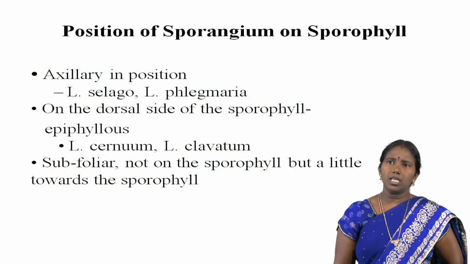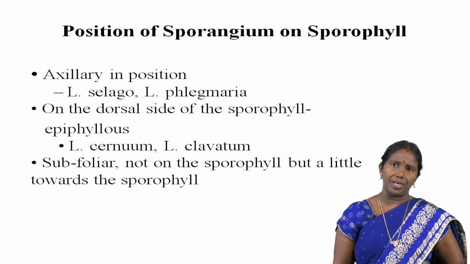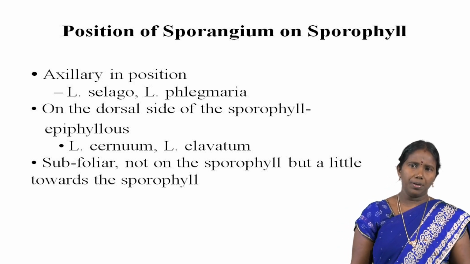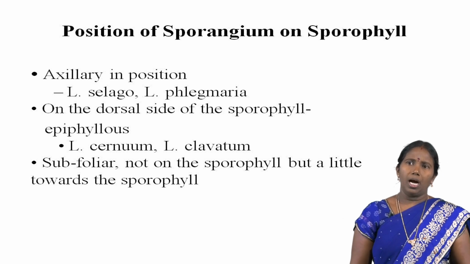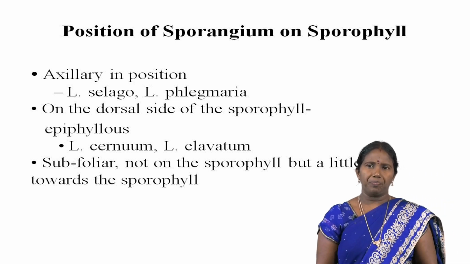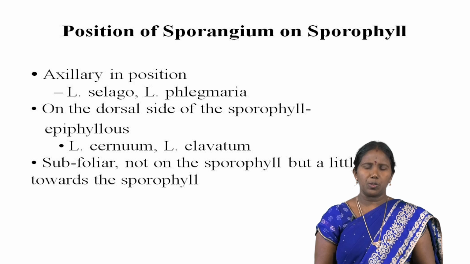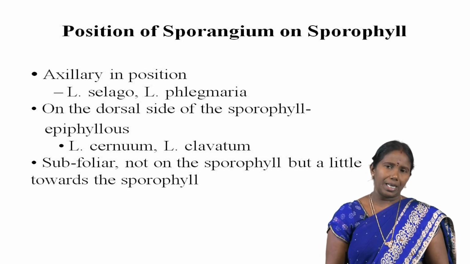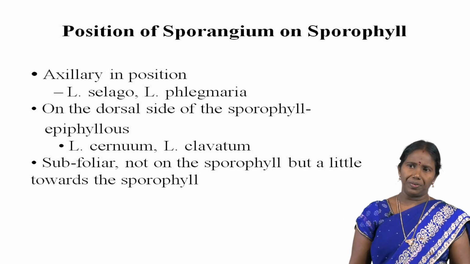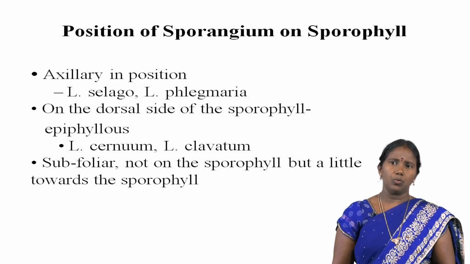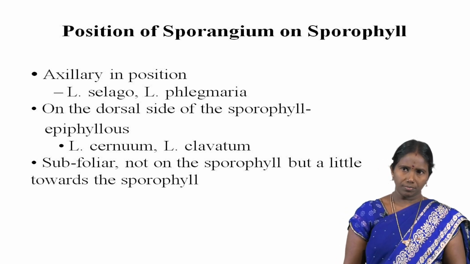Next, position of sporangium on sporophyll. Axillary in position, for example, Lycopodium selago and Lycopodium phlegmaria. On the dorsal side of sporophyll, epiphyllous, for example, Lycopodium cernuum and Lycopodium clavatum. Subfoliar: not on the sporophyll, but a little towards the sporophyll.